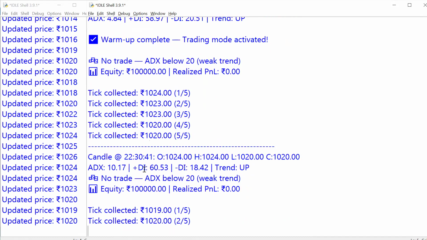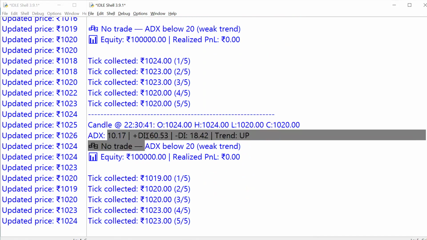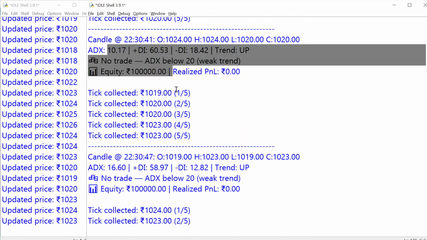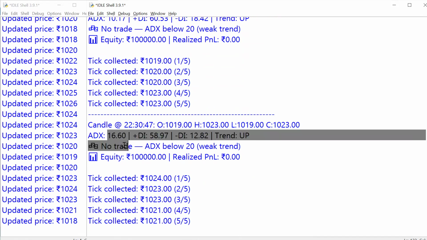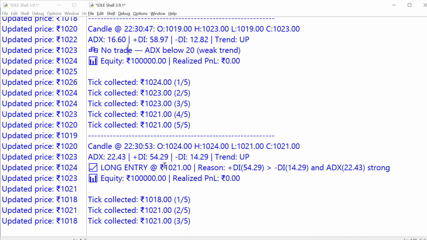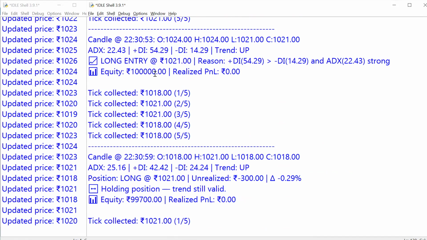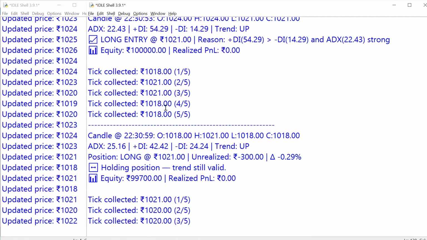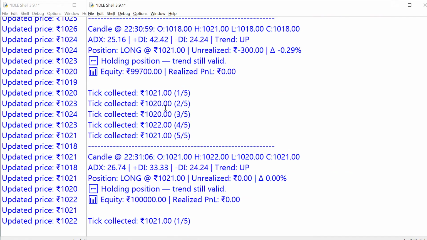Now you can see ADX is below 20. It is not going to trade at all, even if plus DI is greater than minus DI. So ADX again 16, so no trade. Weak trend. Okay, now ADX is 22. We have taken a long trade at 1021 because plus DI is greater than minus DI.